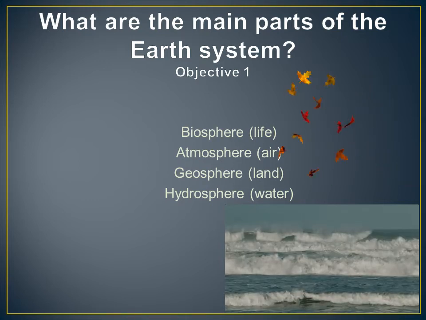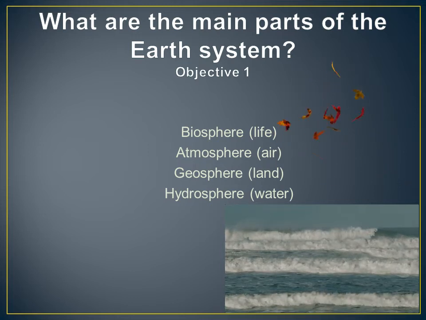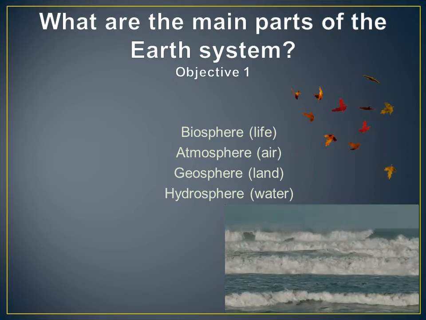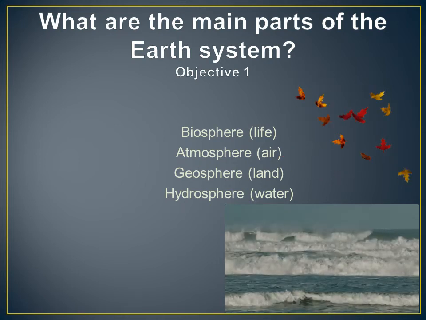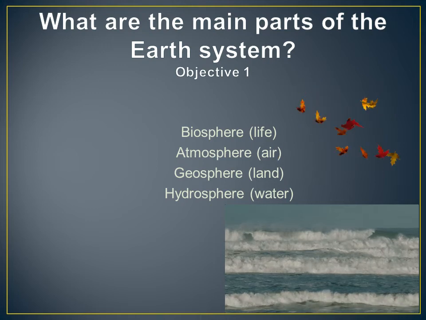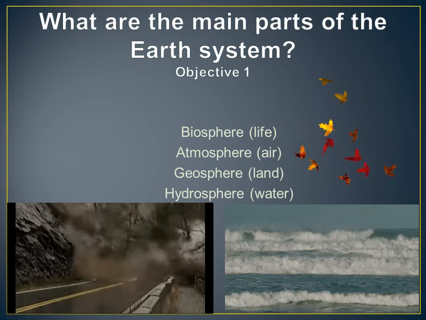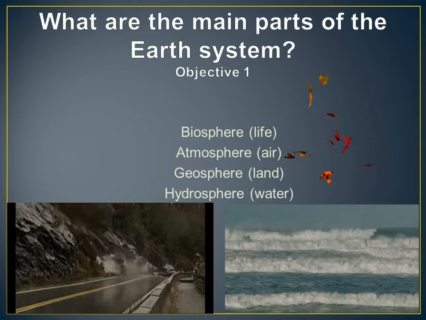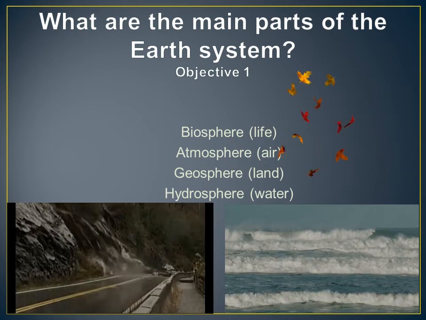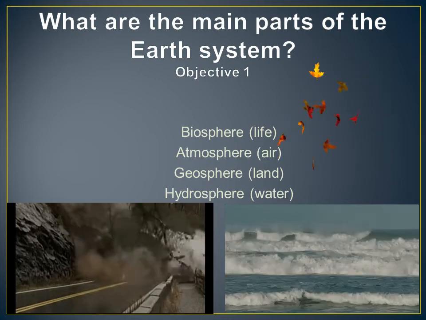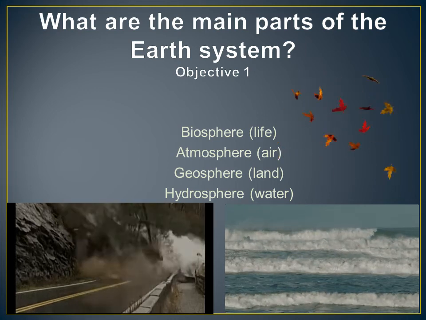Next, atmosphere, air, okay? This is the air we breathe. It's made up of oxygen and nitrogen. It also controls the climate around the world. Geosphere, okay, our land. This is the Earth itself, and as we'll continue to learn, it contains 3 layers, a metal core, a solid middle layer, and a rocky outer layer.